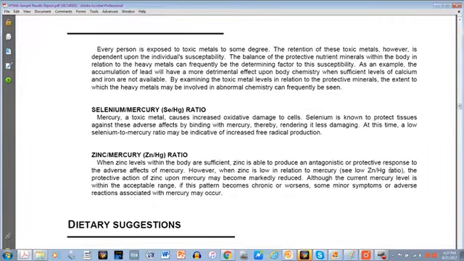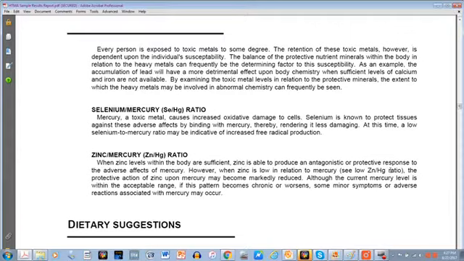As an example, the accumulation of lead will have a more detrimental effect upon body chemistry when sufficient levels of calcium and iron are not available. By examining the toxic metal levels in relation to the protective minerals, the extent to which the heavy metals may be involved in abnormal chemistry can frequently be seen.